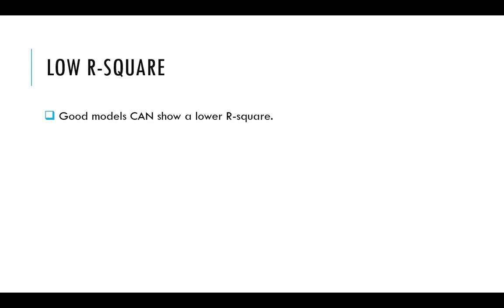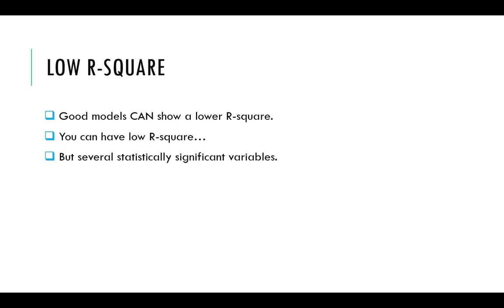A good model can show a lower R-squared. As I said, low R-squared doesn't mean our model is awful and we just throw it out. We can have a low R-squared in our model, but have several statistically significant variables, and I'll be able to show you some examples of that. And because we have very highly statistically significant results in a model, despite a low R-squared, we can still draw important conclusions from the results. So we don't just throw it all out because we have a low R-squared.